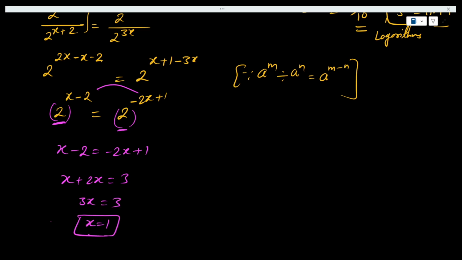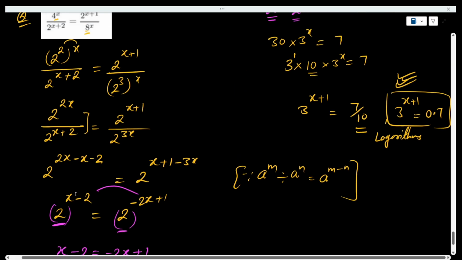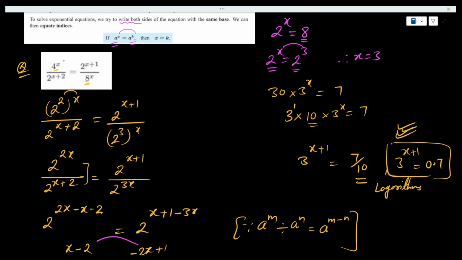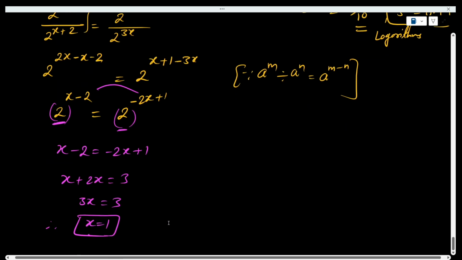In these kind of cases, you can verify your answer by substituting. If I substitute x as 1, the left hand side becomes 4 by 2 cube, which is 4 by 8, 1 by 2. And the right hand side, if I put 1, then 2 square by 8, which is 4 by 8, which is half. So we are getting both sides half. That means my value of the variable is correct.